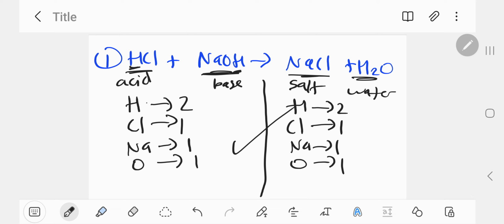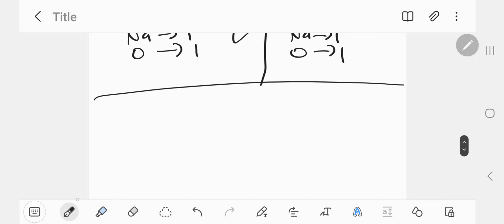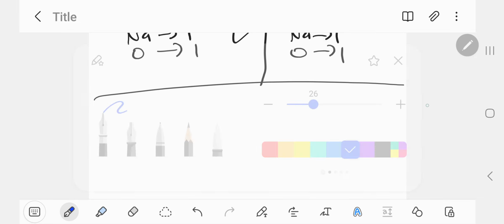They will trick you in the exam if they ask you something like this. Don't be alarmed. Double check your answers. And if you see that it's balanced, well, that's it. It's balanced. That's number one. Let's do number two.